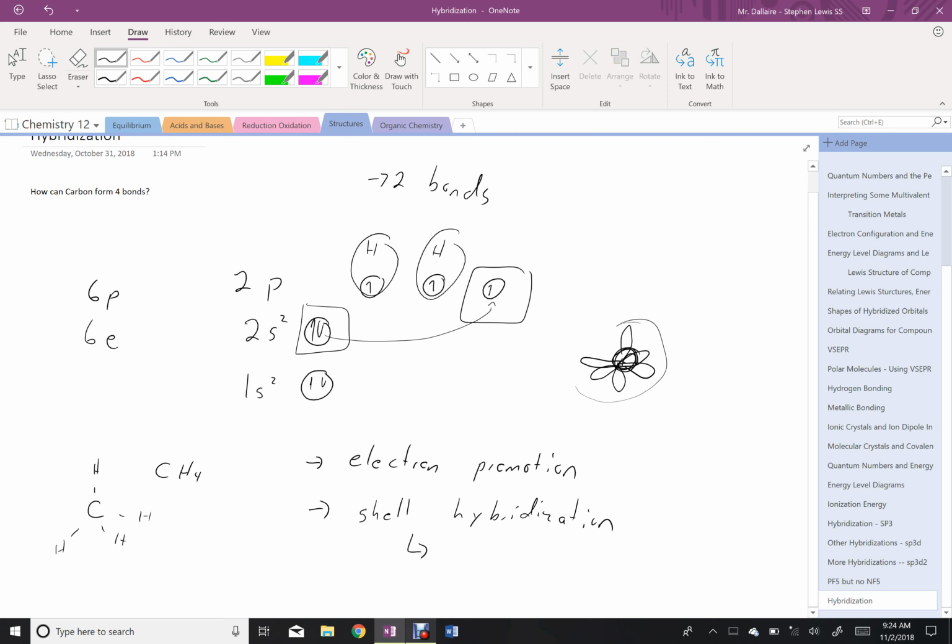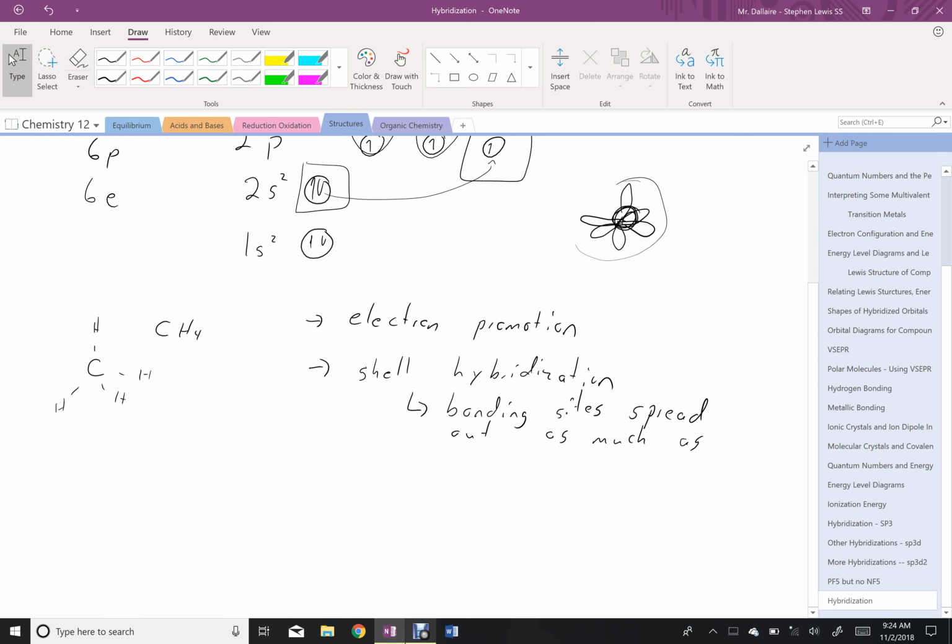So, 1, bonding sites spread out as much as possible. And 2, all bonded sites go to the same energy level.